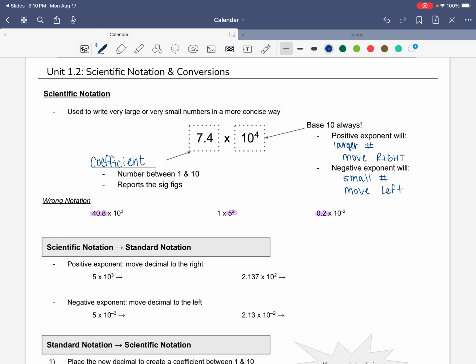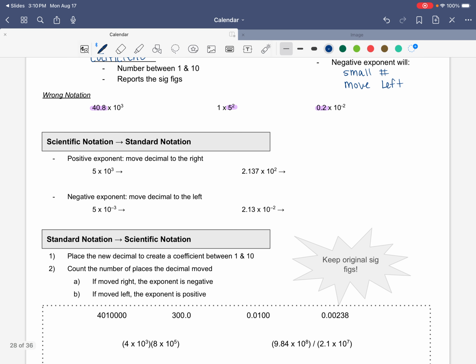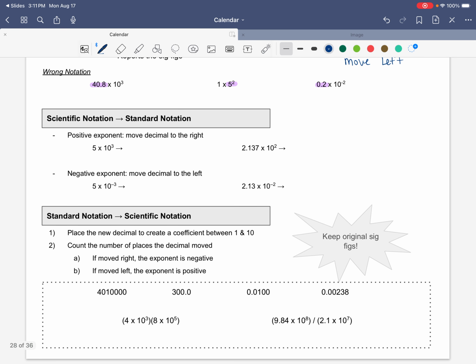When we are converting between scientific notation and standard notation, I already talked about this: a positive exponent is going to make the number larger, so we're going to move the decimal to the right. Whereas a negative exponent is going to make the number smaller, so we're going to move the decimal to the left, generally making it a decimal, a smaller than 1 number.